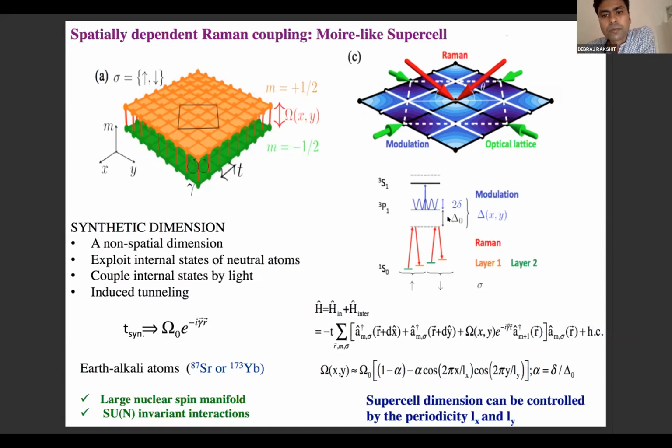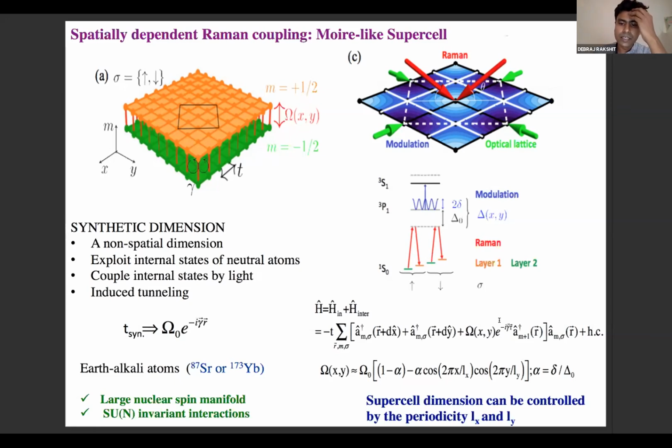And how do we create this modulation? For that we use an additional laser on an excited-to-excited state transition from 3P1 to 3S1, and this creates a large light shift in the 3P1 level. As a result of this light shift, the detuning parameter delta 0 gets modulated in space, resulting in a spatially dependent tunneling omega xy. So this is the Hamiltonian, where we have the physical tunneling term and this synthetic tunneling term with the phase. This is our very simple system, and now we can play.